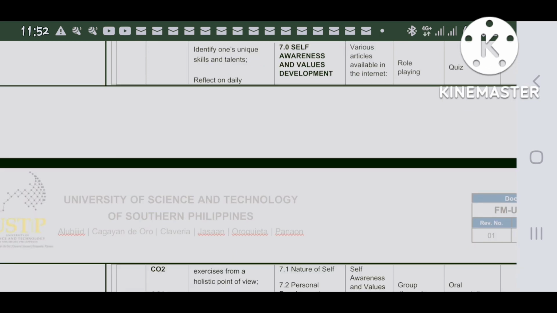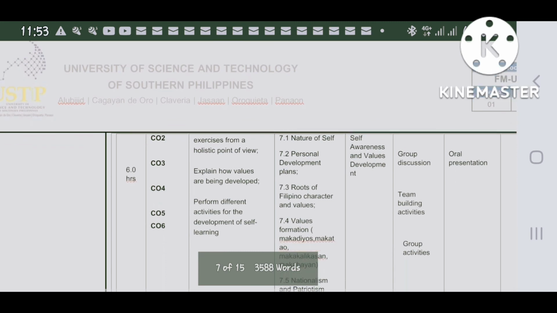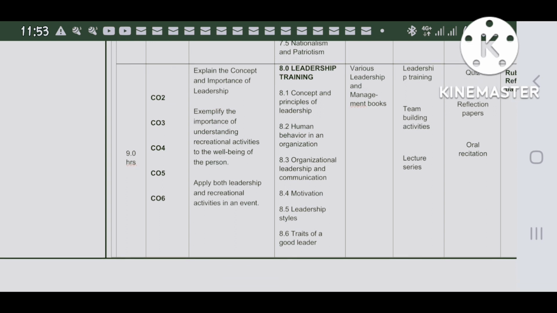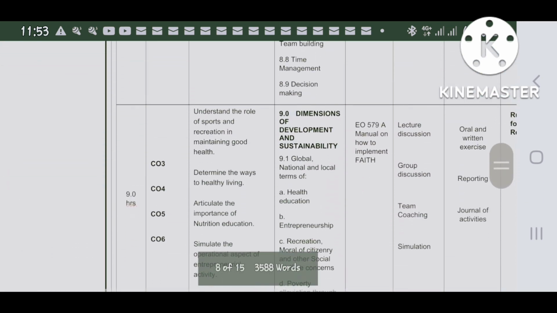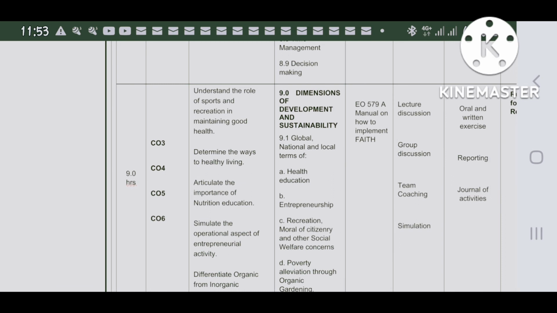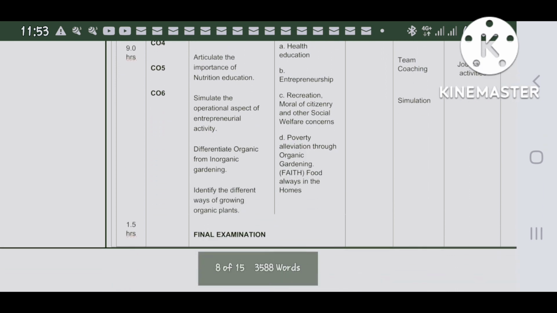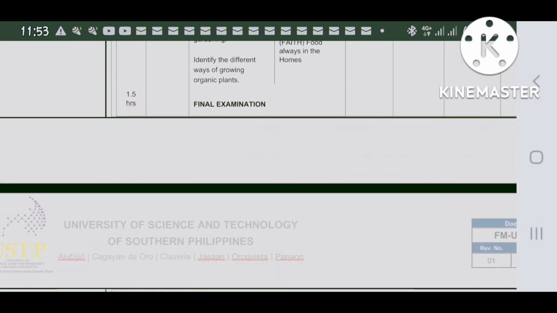After the midterm examination, now let's proceed to your final term. For your final term, you are going to undergo these following topics: self-awareness and values development, leadership training, which you're going to undergo team building activities, series of lectures, and leadership training as well. Next to that is the dimensions of development and sustainability. Of course, you're going to undergo team coaching, simulation, group discussion. And that would cover your final examination.